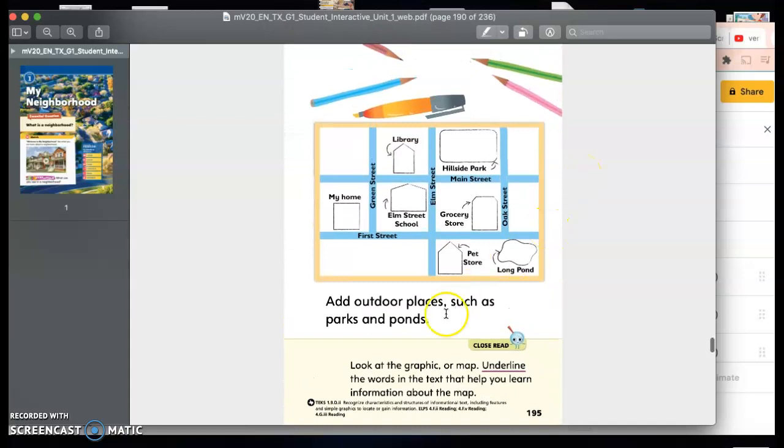Add outdoor places such as parks and ponds. So let's look at this map real fast. What can help us know the information or learn the information about the map? Yeah, the words, like the names, the labels. Good.